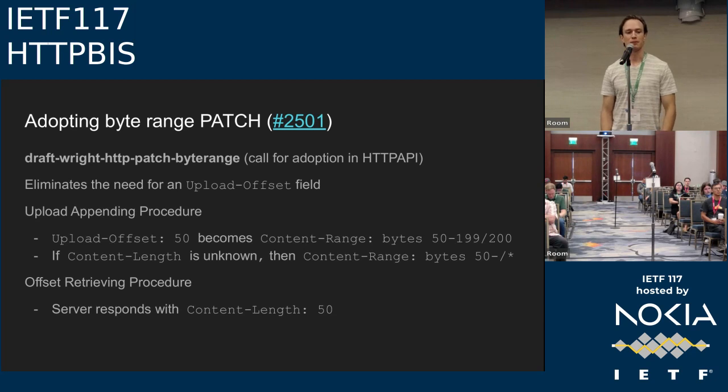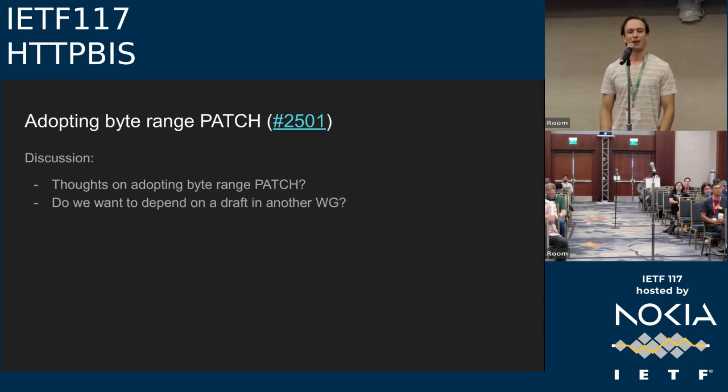So next slide, please. Overall, what are our thoughts on adopting byte range patch, but also do we want to depend on another draft in another working group? Because this dependency could come into play with different timelines.